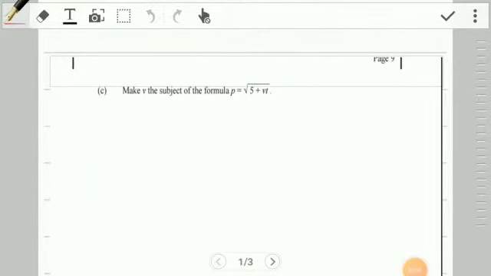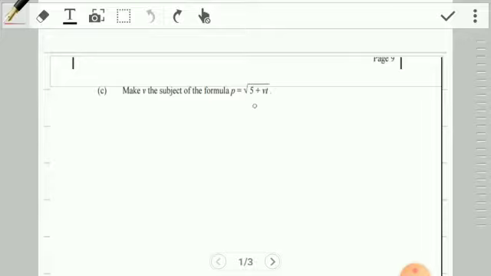All right, in this video we're looking at CSEC 2021 paper 2 question 2, but we're at part C. It says make V the subject of the formula P is equal to the root of 5 plus Vt. One of the things that we always want to remember is that whenever we're changing the subject of the formula, we focus on the inverse operation.